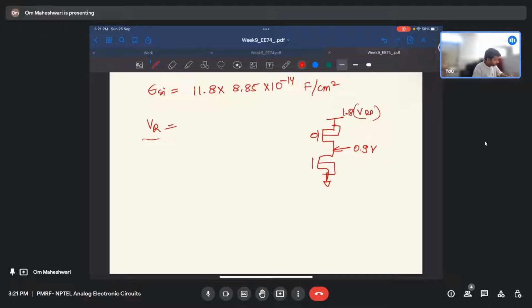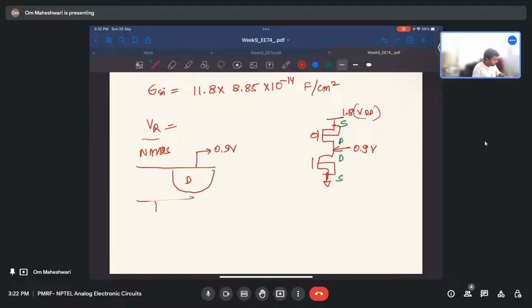Let me draw the drain side. This is drain, and it is 1.8. For NMOS, output is at drain, so this is drain, this is source. Output is at 0.9 volt, and the body is connected to ground. This is N type, this is P type. So the reverse bias is 0.9 volts.